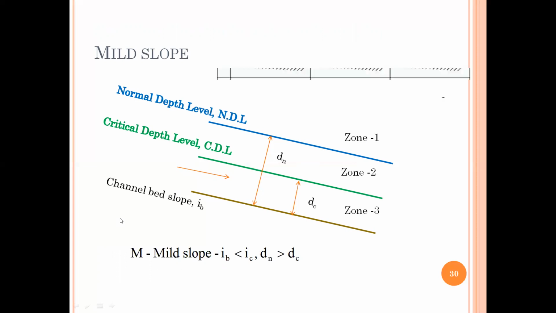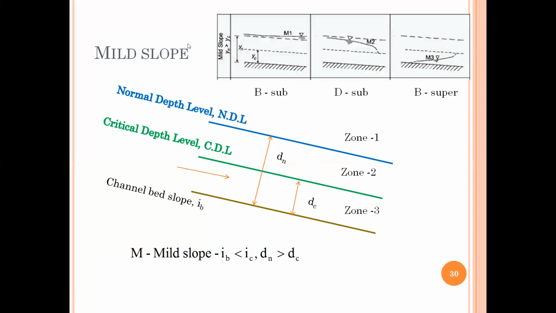Now based on that, the actual water profile is, if suppose my depth is greater than your DN value, when it rises the first case in zone 1, what happens? I have a backwater curve. My depth is slightly increasing and I've got a subcritical flow. That means it's a slow velocity flow. When my depth is in zone 2, I've got a drawdown curve. And again, my flow is subcritical flow. Your subcritical flow is with low velocity.